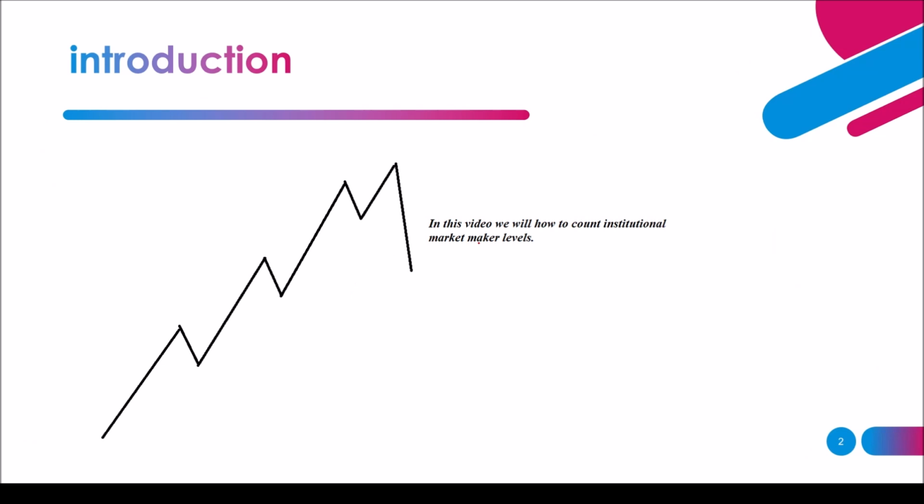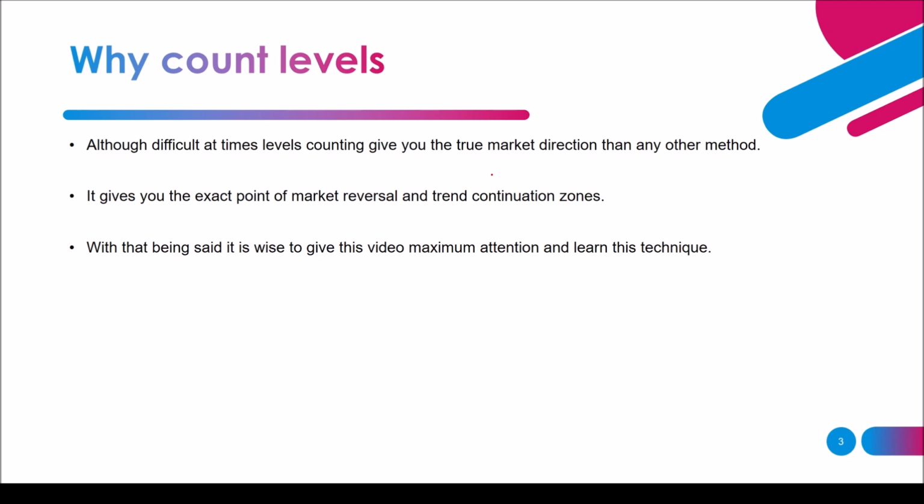In this video, we'll learn how to count institutional market maker levels. Basically, levels look like this. They are impulsive rises or drops that occur on our charts, and knowing them properly will give you a higher probability edge. So why do we even need to count these levels?